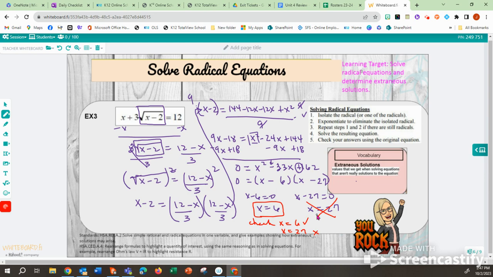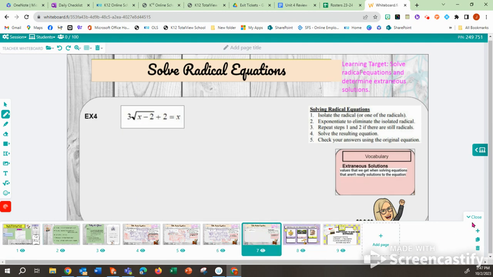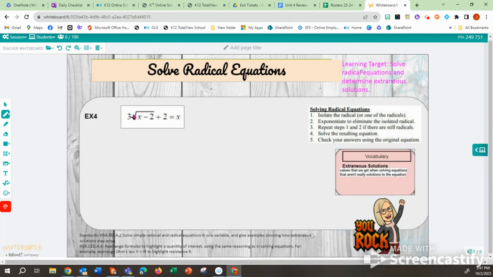All right, last example. We're going to isolate our variable. We'll start by subtracting 2. That's going to leave us with 3 times the square root of x minus 2 is equal to x minus 2. We still have this 3 times our radical, so it's not isolated yet. So we'll divide both sides by 3. That'll give us the square root of x minus 2 is equal to x minus 2 divided by 3.